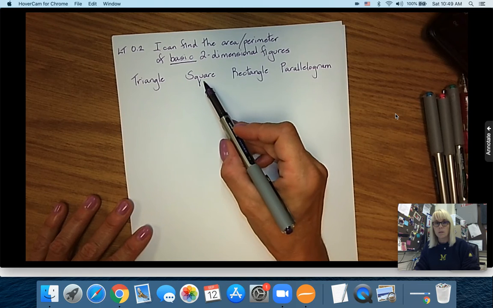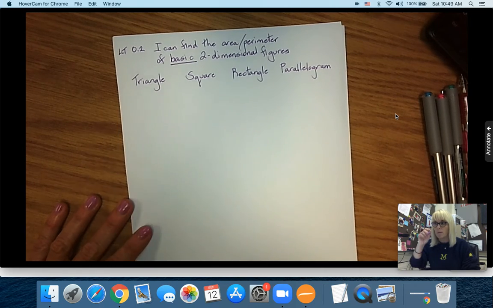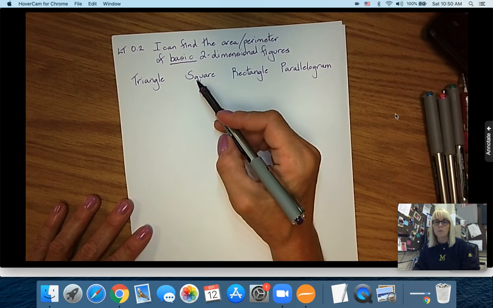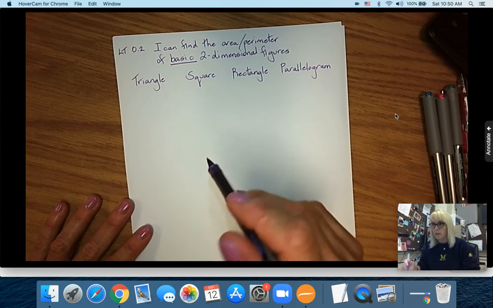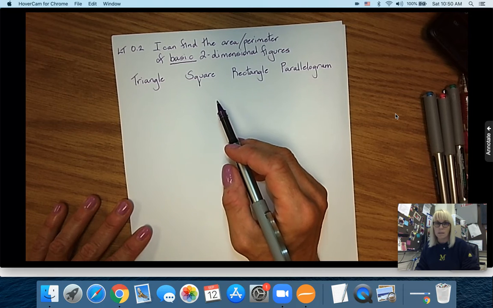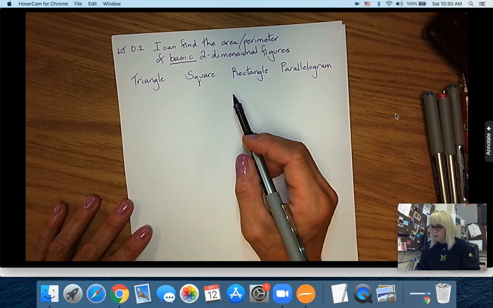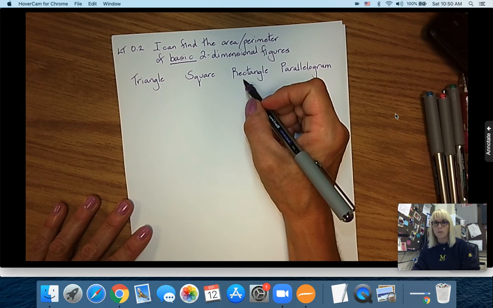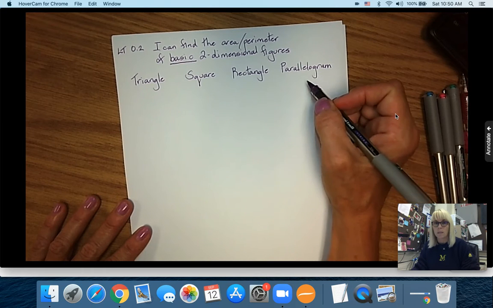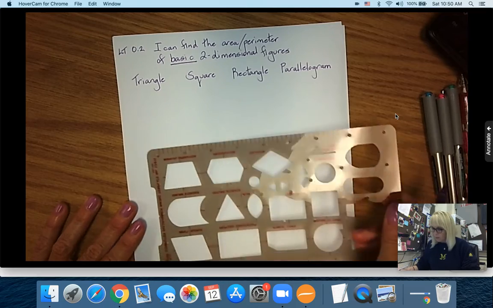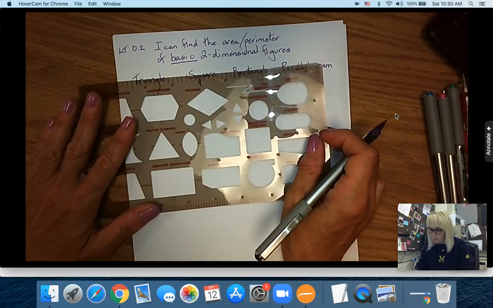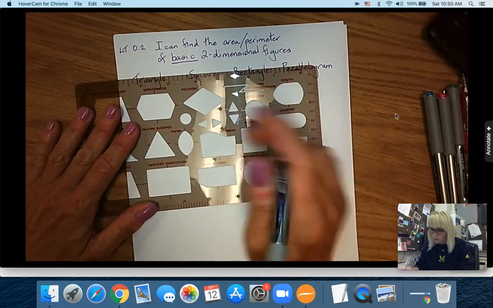What do you do when you find the perimeter of a square? You add up the four sides. Now with a square, all four sides are the same. So you could add the four sides, or you could do a single side and multiply it by 4. Okay, rectangle, four sides again, so you'd add the four sides together, same with a parallelogram. Now they have some little tricky things to do there as well, and we'll talk about them when we get to them. So let's look at triangle first.